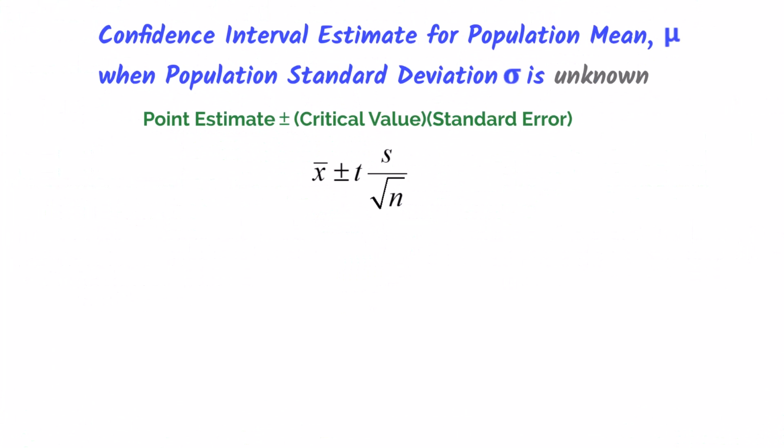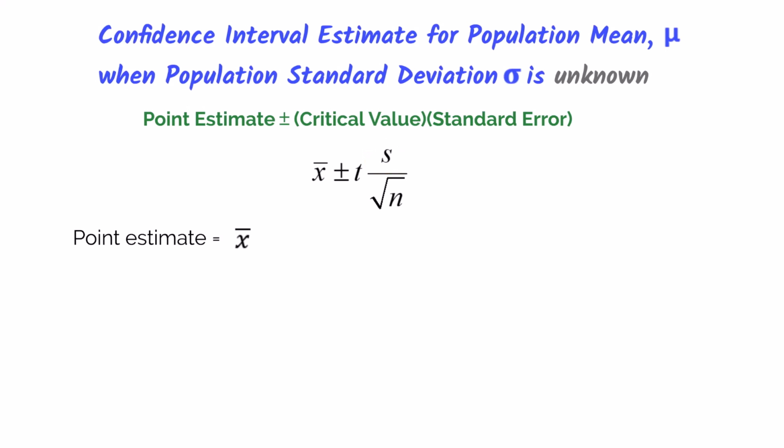So while the general format still looks the same, with the point estimate plus and minus the critical value and the standard error, we must modify the formula slightly. Instead of the critical z value, we are now working with critical t values. Since we don't know the population standard deviation, instead of seeing sigma in the numerator, we're now going to see the lowercase s, which means the sample standard deviation.